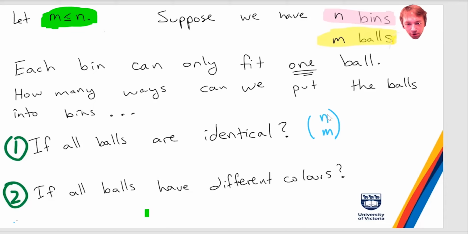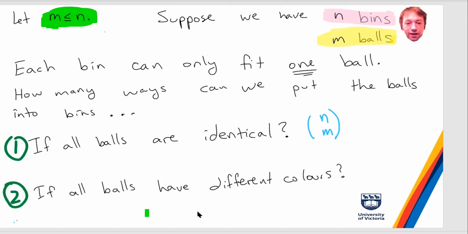Now if all the balls have different colors, that becomes different, right? Because if I put the red ball in the first bin and the blue ball in the second bin, that's different than putting the blue one in the first and the red one in the second. So here's a way to think of it: think about the balls being numbered 1 up to m instead of colors. Then you could look at where you put ball 1, and that's in one of the bins, 1 up to n.